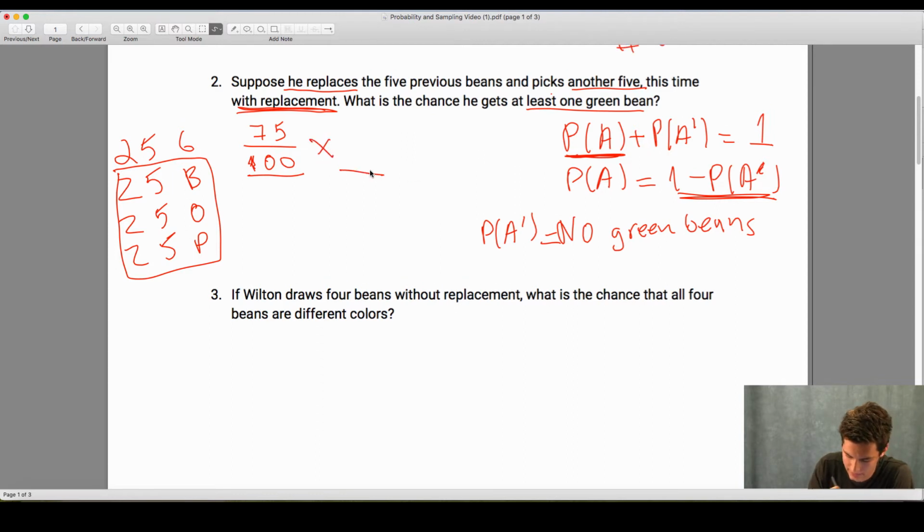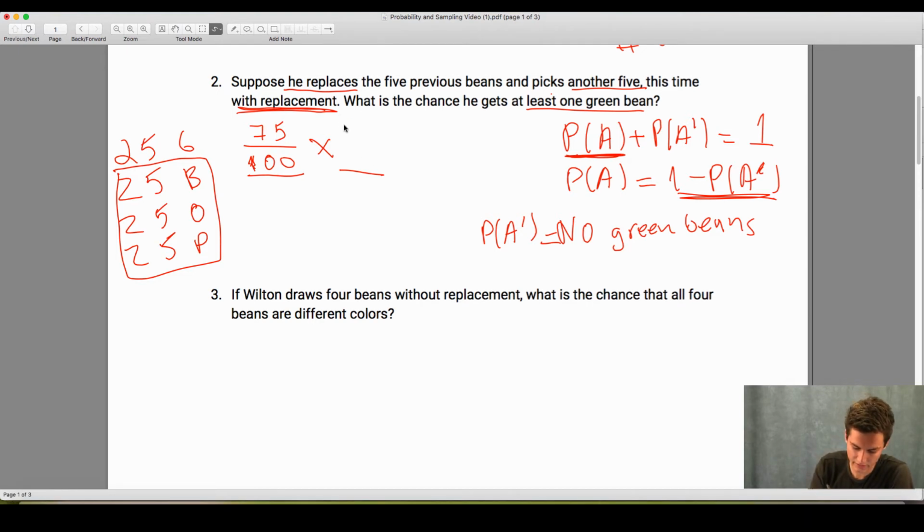Now, in the second trial, I know that Wilton is sampling with replacement, which means that whatever jelly bean he has drawn in the first trial, he's going to put it back in the jar before he samples any more from it. So now that probability is again 75 over 100, since the number of beans hasn't changed because I'm sampling with replacement. I'm going to have exactly the same probability here. And then I'm going to keep going for all 5 tries.